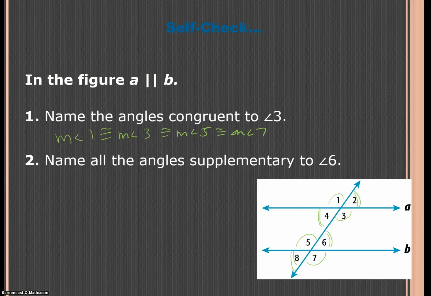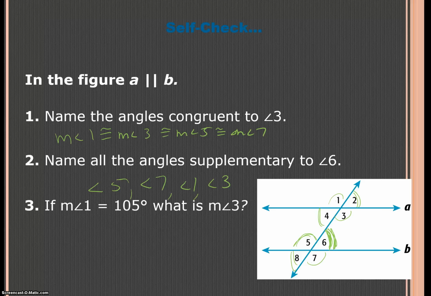Now, find the angles supplementary to angle 6. All the ones that are supplementary to angle 6 would add up to 180. So this double-lined one plus any single-lined one would add up to 180. So you could say angle 5, angle 7, angle 1, or angle 3, or all of them. They are all supplementary because they all would add up to 180.